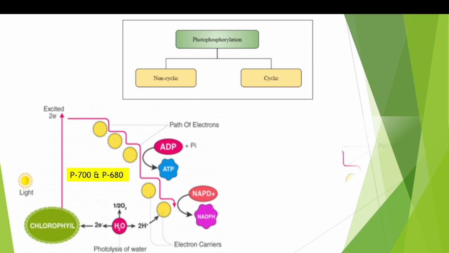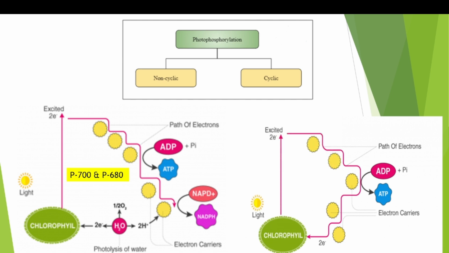Another one is cyclic photophosphorylation. This also takes place in the thylakoid or grana membrane present in the chloroplast. Here only one photosystem is involved, that is P700. In this, the electrons generated travel cyclically through the different components of the cyclic pathway and finally reach P700. In this cyclic pathway, only ATP is produced, whereas in the non-cyclic pathway, both ATP and NADPH are produced.